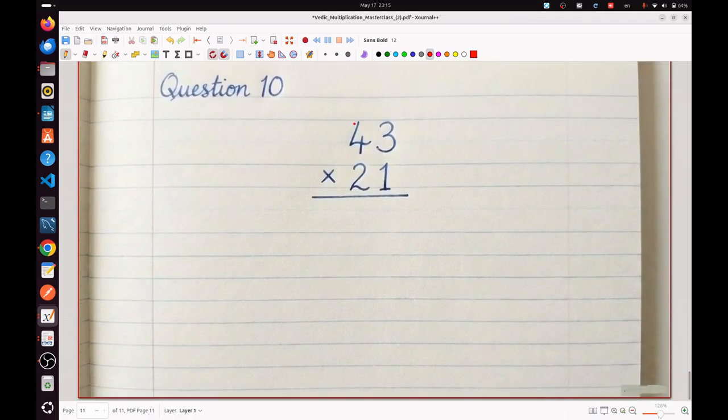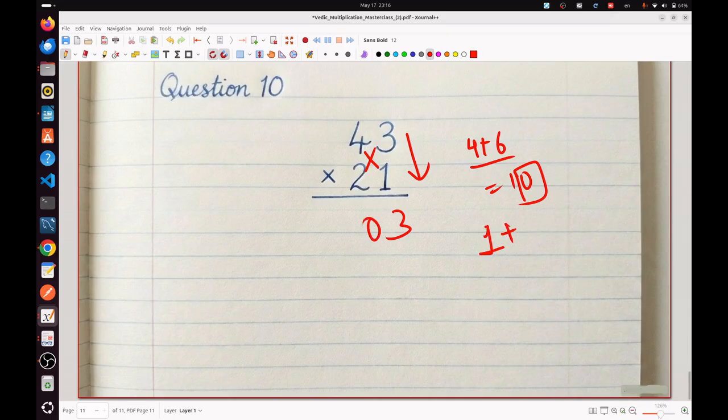Last we'll look at this question. 3 cross 1, 3. 4 cross 1, 4. And 3 cross 2, 6. This 6 plus 4 will be 10. This 0 will keep here. 1 we have carry. And last step, 4 into 2, 8. That is 8 plus 1, 9. This 9 will keep here. So the answer is 903.